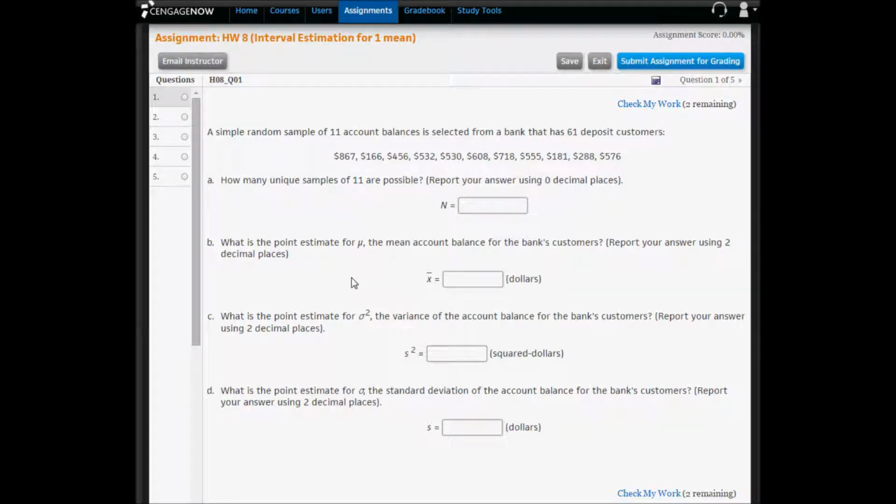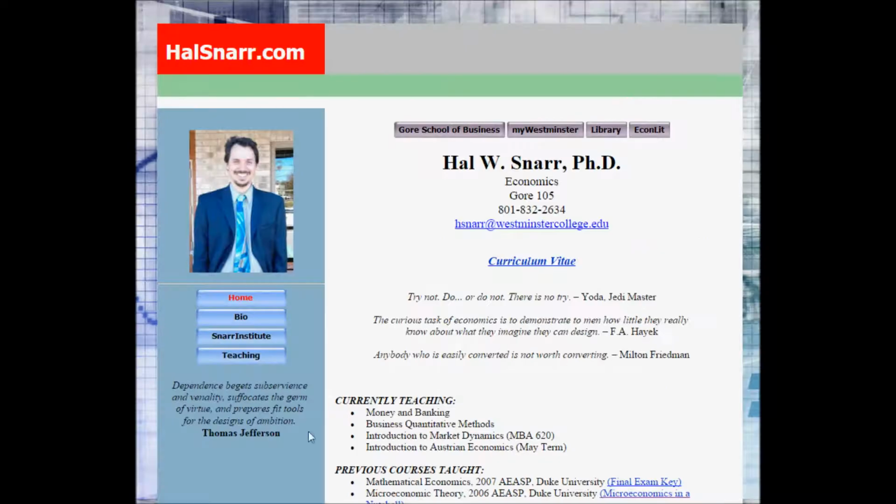In problem 1, we're given a random sample of 11 account balances. The 11 account balances are shown right here. They're in dollar values. The first question wants us to compute the number of unique samples of 11 that are possible. For this, we have to use the combinations rule. The combinations rule is from chapter 4.